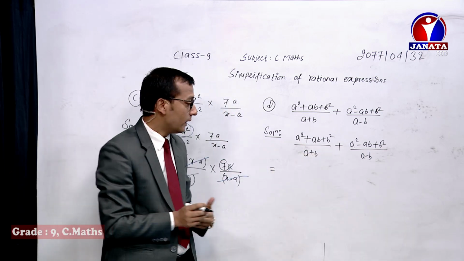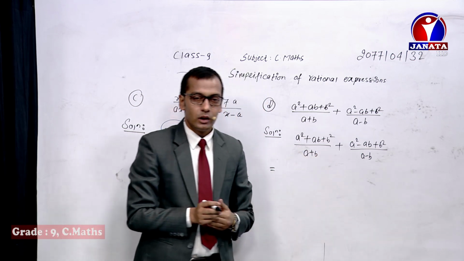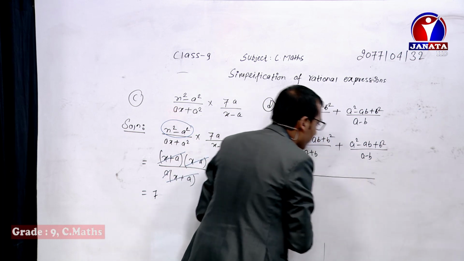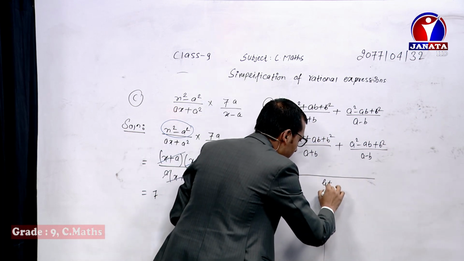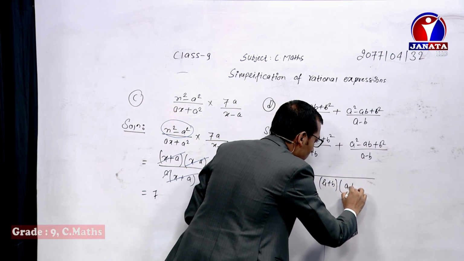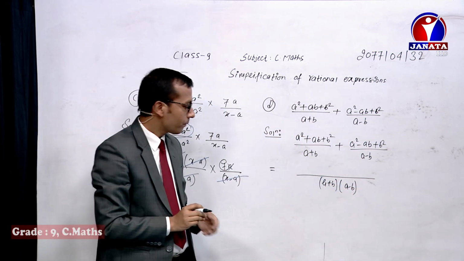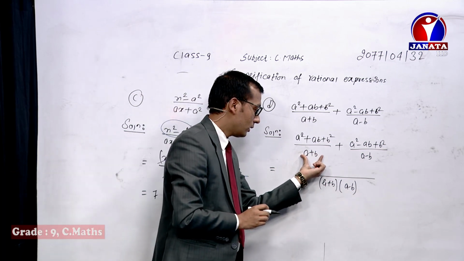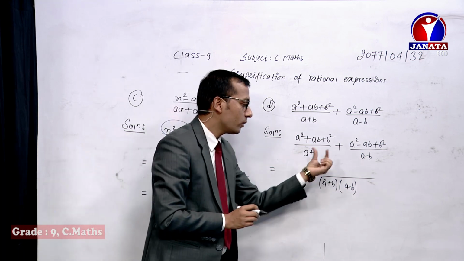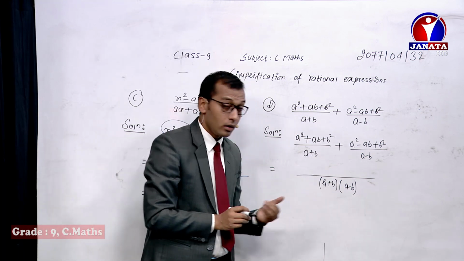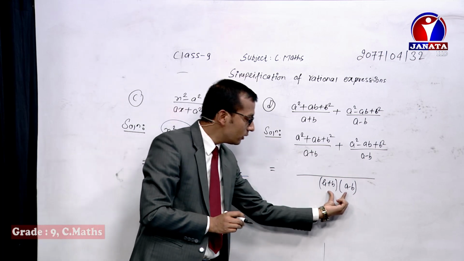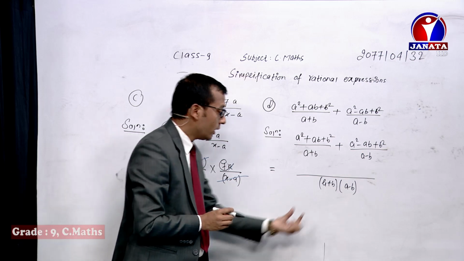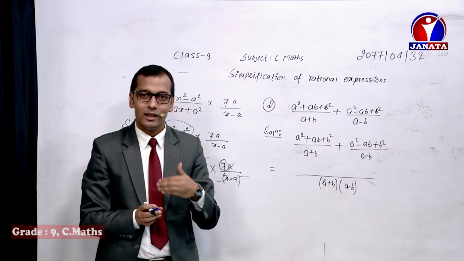In this case, we take the LCM of the denominators. So what is the LCM here? LCM is a plus b and a minus b. These two are different, that's why we need to take both. There is no common factor. Now what should we do after taking the LCM of denominators? Now a plus b times a minus b is the LCM.